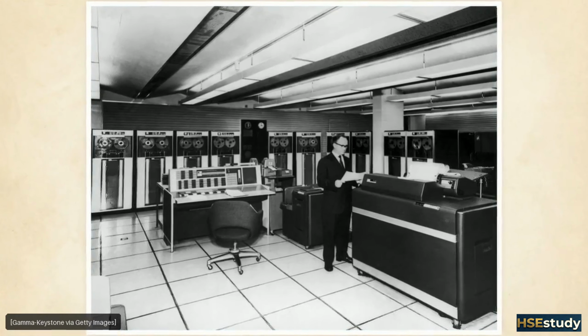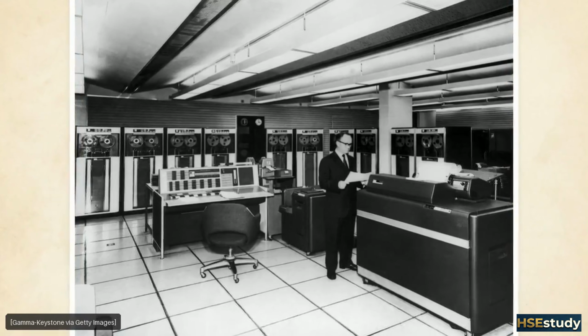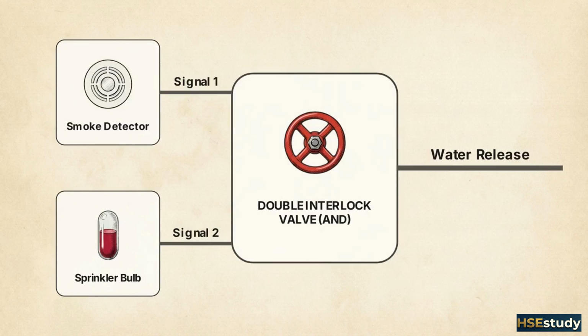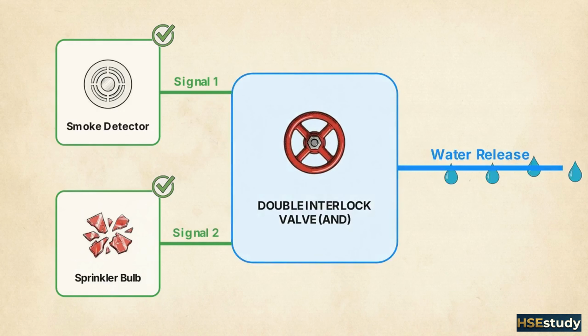High-value environments require a different level of security. In a data center, an accidental leak from a damaged pipe could destroy millions of dollars of infrastructure. These spaces use pre-action systems. These systems often employ a double interlock mechanism. A double interlock is a safety configuration that requires two independent events to occur before water is admitted to the piping. A separate smoke detector must confirm a fire, and a sprinkler bulb must shatter.